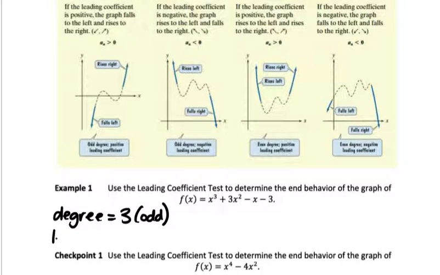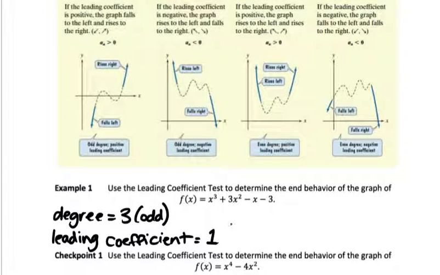Now let's look at the leading coefficient. My degree of 3, my exponent of 3, is right here. There's nothing in front of it, so that means it's an automatic 1. So my leading coefficient is positive 1, since there's no negative sign. So with an odd degree and a positive leading coefficient, the graph is going to have this shape. It's going to rise to the right and fall to the left.